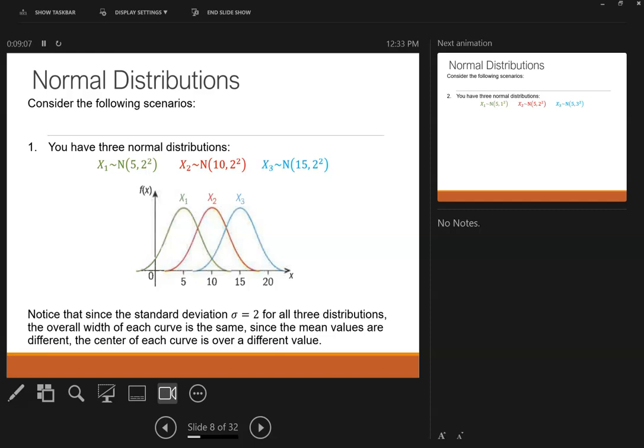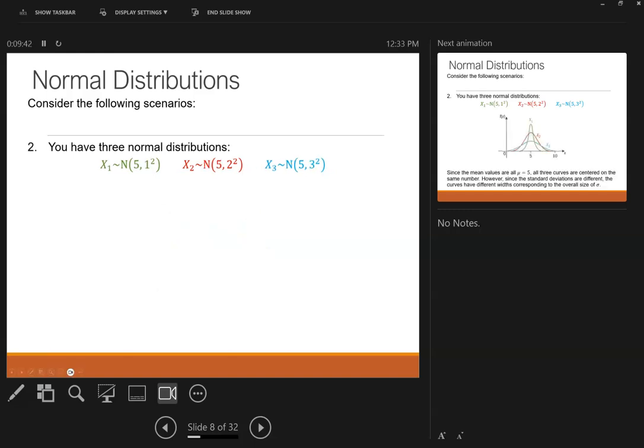Their location, right? So the green curve is centered at 5. The red curve is centered at 10, and the blue curve is centered at 15. So what can we say about the mean for our normal curve? What can I say about the mean? It controls the location, right? And what's going to control the shape then? Standard deviation.